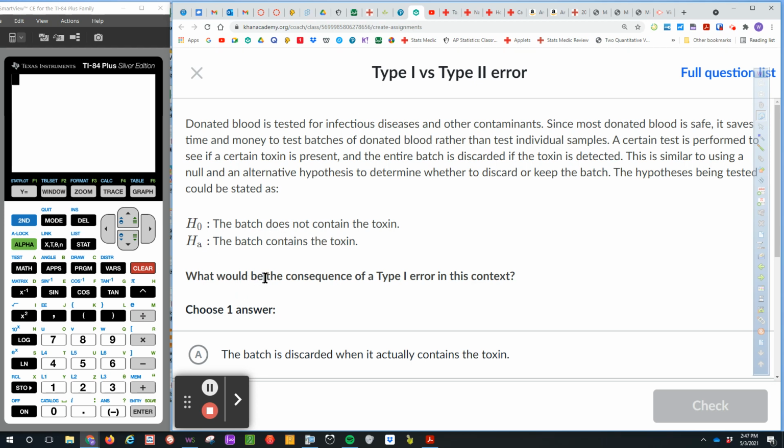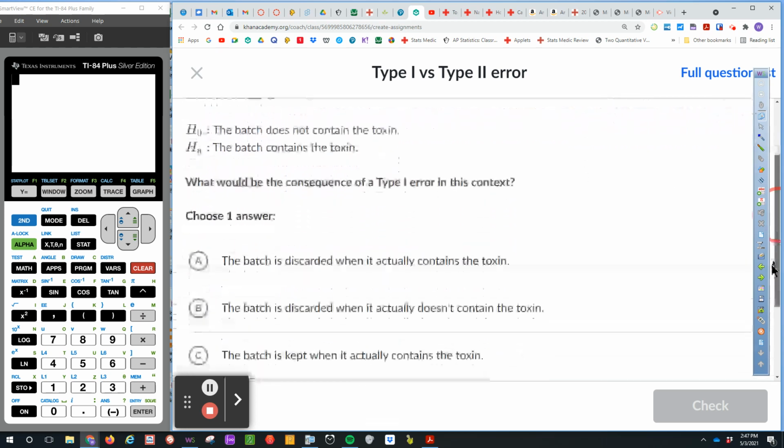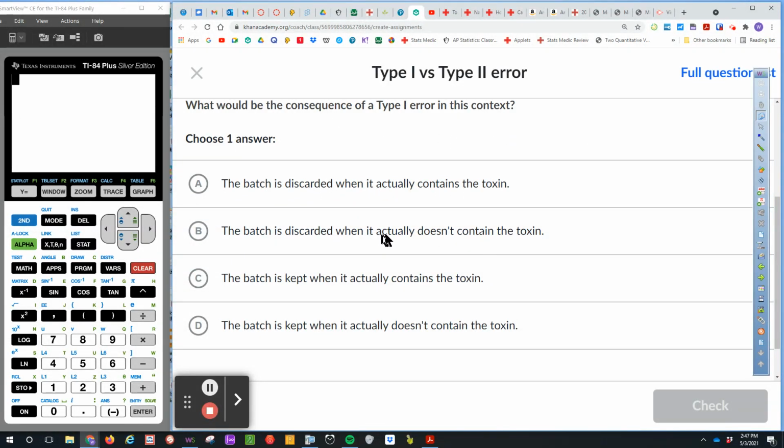So what would be the consequence of a Type 1 error? Type 1 is you reject H naught when H naught is actually true. So the batch actually does not contain the toxin, but you reject it. Once you reject it, you're saying that the batch does contain the toxin when that's not true, and therefore you throw it away. The entire batch is discarded when it actually doesn't contain the toxin.